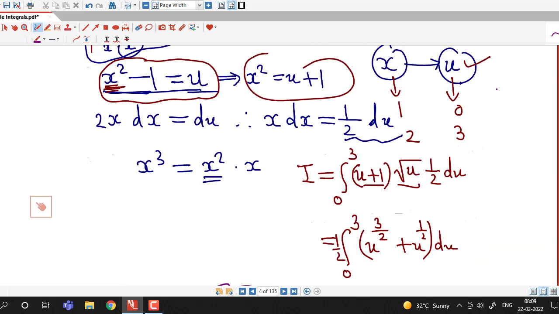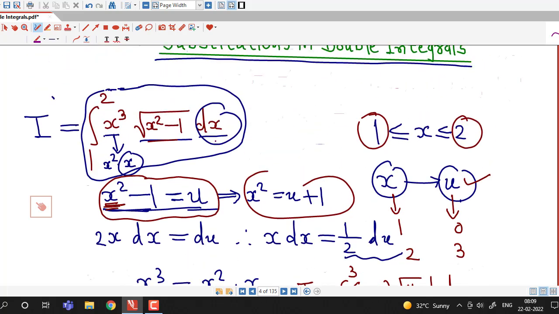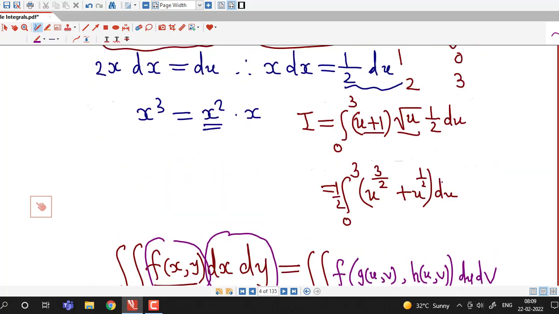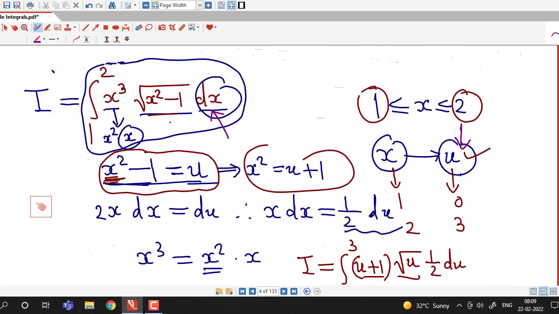Now, as we have discussed here, we are changing the variable x to a new variable u. So we have to find the limits of integration for u also, or we can say that here the interval of integration was 1 to 2.